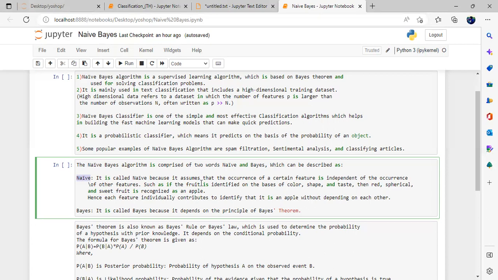So here we have directly used the features like color, shape, and taste, like red, spherical, and sweet. This is just an example, okay? So don't confuse here. This is just the definition of what naive means.